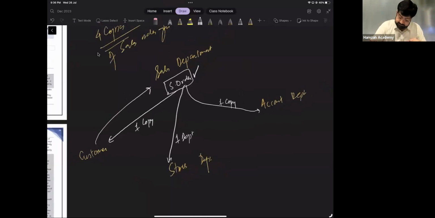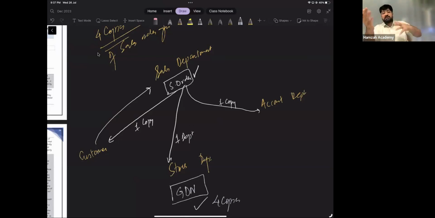Okay, now listen. Next. The stores department prepares the order and a goods dispatch note is prepared, again 4 copies. One person packs the goods, the other checks with the sales order copy that the correct goods have been packed. Then the goods are dispatched. I told you, one person packed the goods, the other counter-checked with the sales order copy, and both sign the GDN.